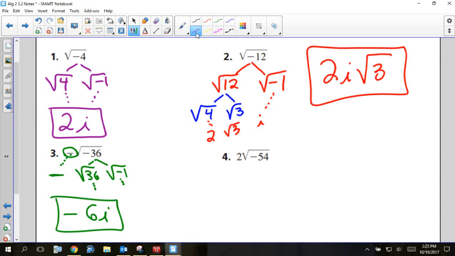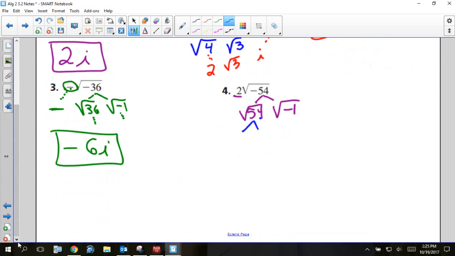And then the last one has a 2 out front, and we're going to break down the square root of 54 into square root of something and square root of something else. What makes 54? Oh, 54 and -1 first. Then I'm going to break down 54. What makes 54? 9 and 6, yep. That 2 is still out front.